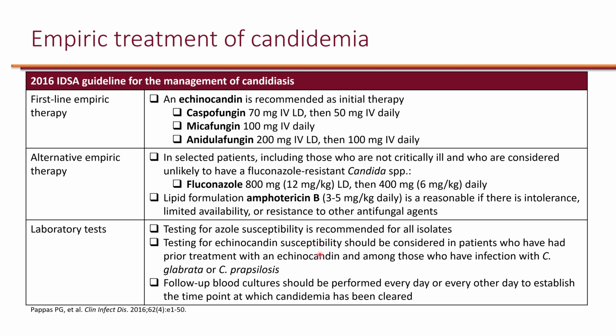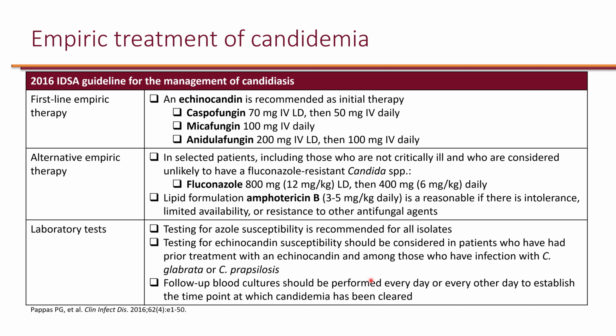And testing for echinocandin susceptibility should be considered in patients who have had prior treatment with an echinocandin. And that's because resistance to echinocandin is quite rare. Unless somebody has been exposed to it, it's unnecessary. And especially, C. glabrata and C. parapsilosis are more likely to have higher MICs for echinocandin. So if somebody has Candida albicans, for example, it's unnecessary to check echinocandin, but with these two species, it's more helpful.